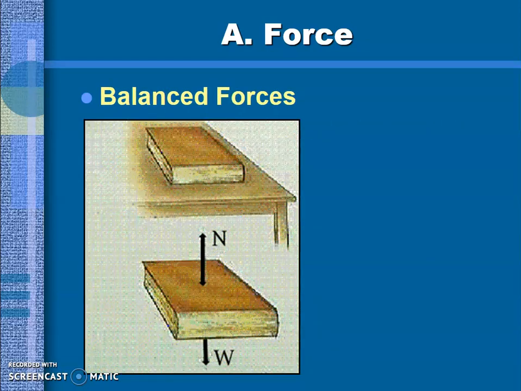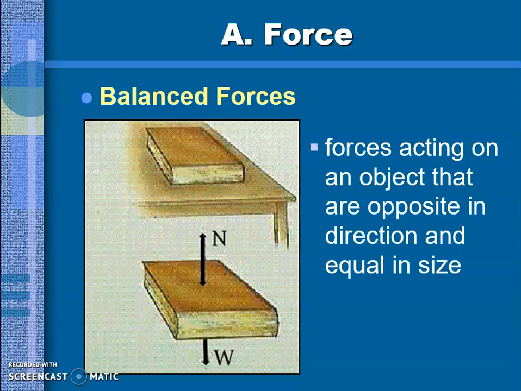Okay, so when we think about forces, we can have balanced forces. This is when the forces acting on an object are opposite in direction and equal in size. So if you have a book sitting on a table, the force of the book is equal to the force of the table, and the book sits there at rest and does not move. So you have no change. You have the table pressing up on the book, you have the gravity pressing down, and those two forces are equal. The book sits at rest.